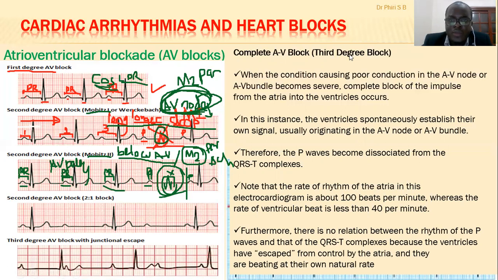So I'll get my pencil again for you to understand the explanation. I'll have to draw again. So let's get back. So this is now a complete block. A complete or third degree AV block, which is down here, you can see that there is no communication between the atria and the ventricles.